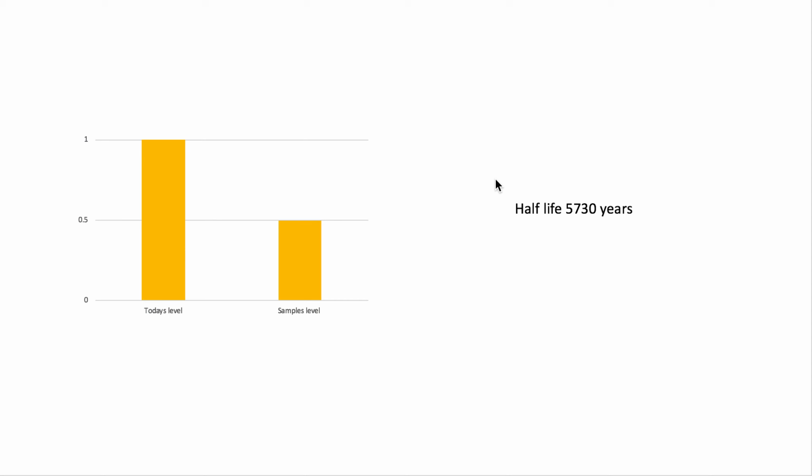So let's take a look at this scenario. We can consider today's level to be 100% or 1, as it's shown here. And if we had a sample with half the amount of carbon-14 in it than today's atmospheric level, we can work out that it takes 5,730 years for this to happen. Therefore, the sample is 5,730 years old because half the amount of carbon-14 remains.